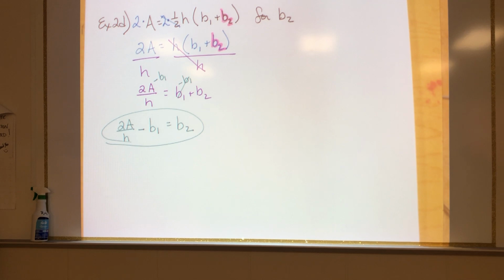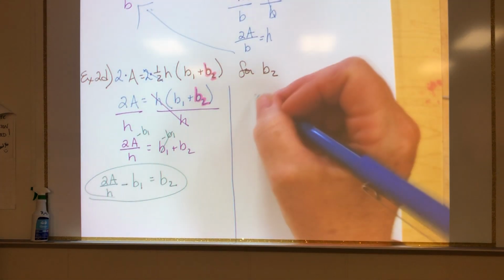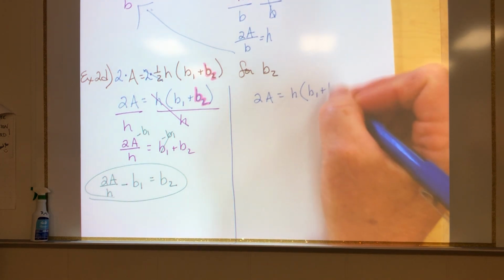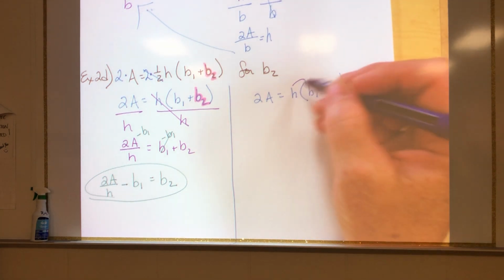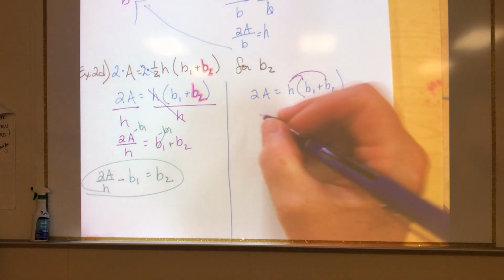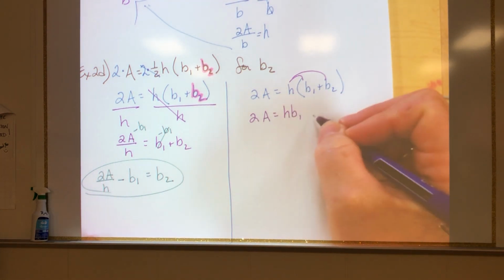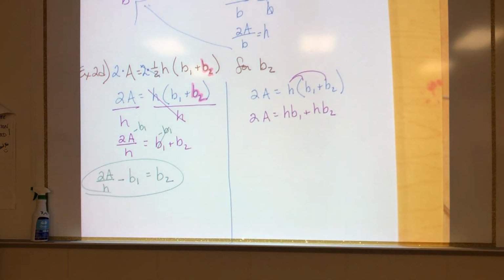All right, so what would happen if I started here? 2a is equal to h times b sub 1 plus b sub 2. And like some of you said, I distributed that h. Could I still work the problem? Yes, sure. So 2a is equal to hb1 plus hb2. Okay, now what do I need to do?